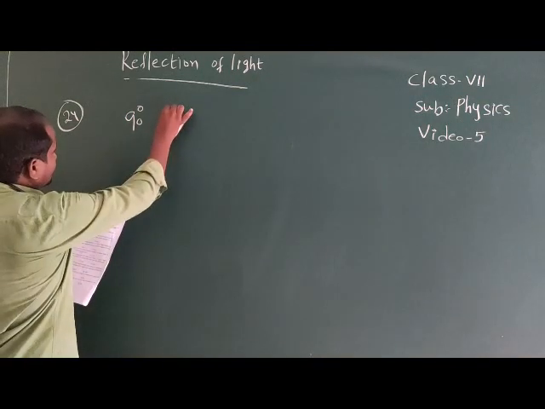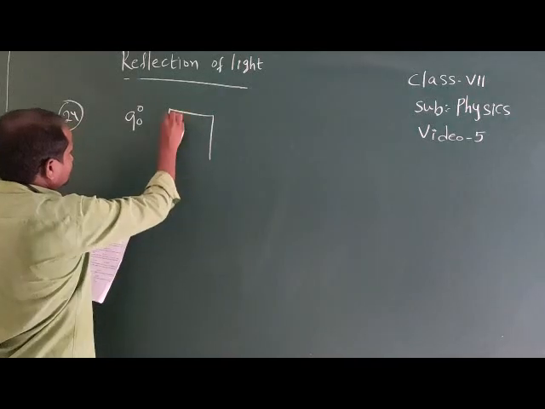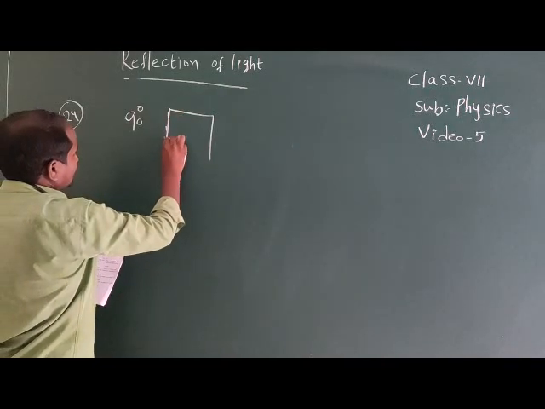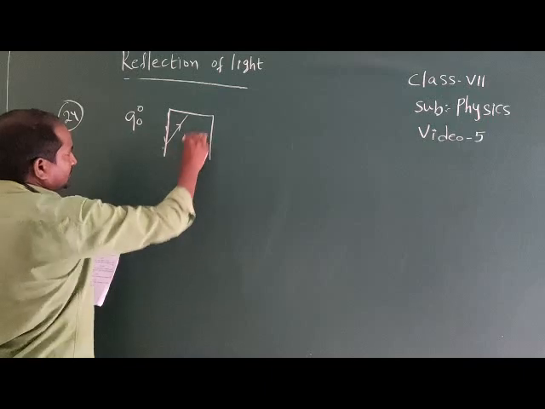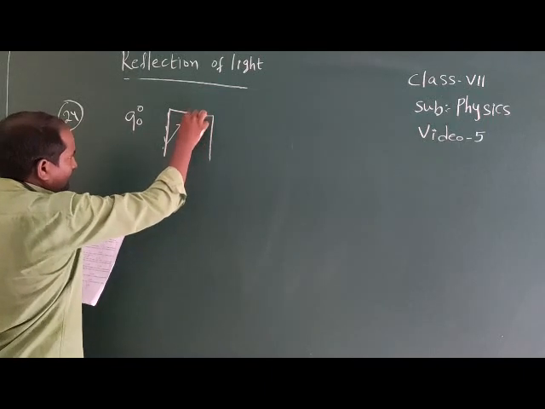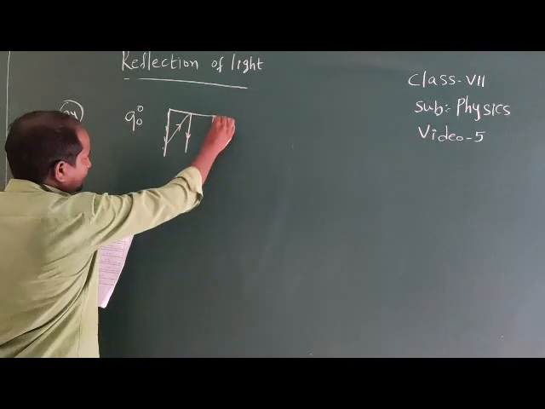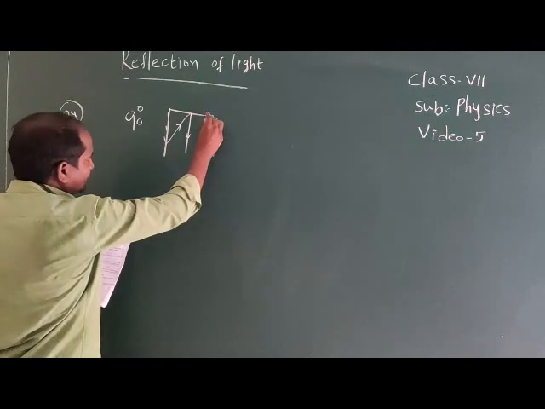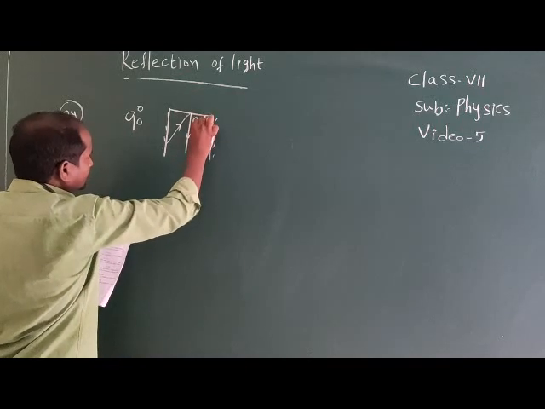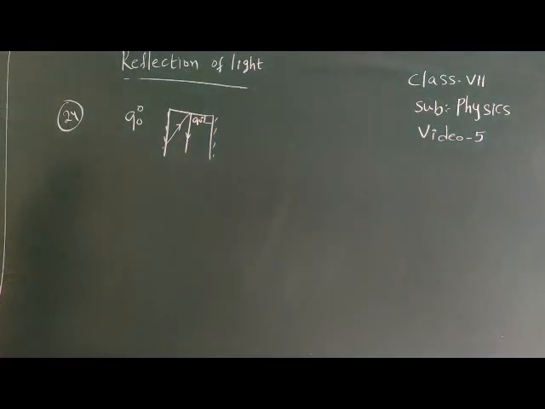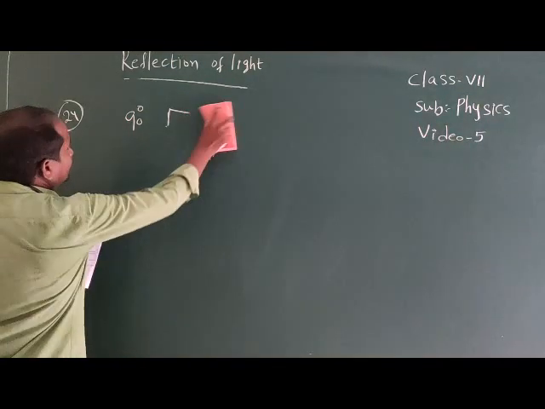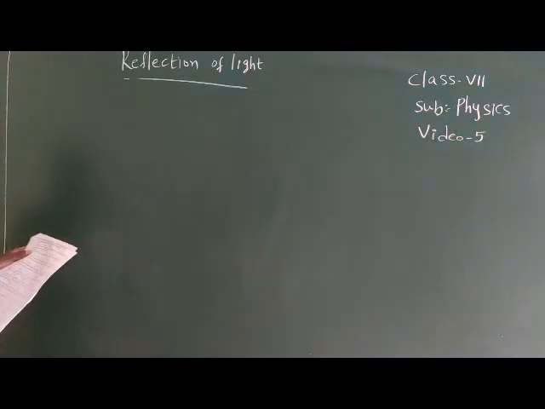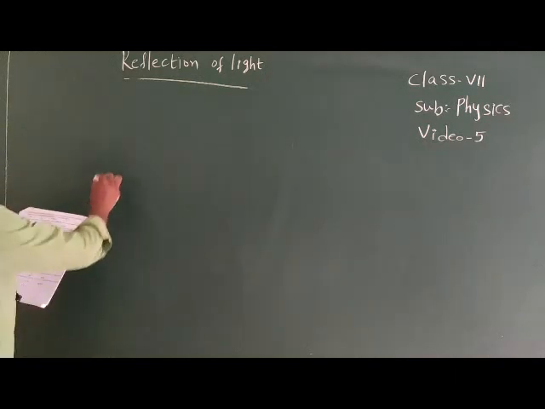For example, these are the mirrors. A ray of light incident on the mirror will reflect back into the same medium. It is the reflected ray. Here, the reflected ray is parallel to the mirror if the angle equals 90 degrees. If the angle equals 90 degrees, the mirror is parallel to the incident ray. Okay. Next one, 25th one.